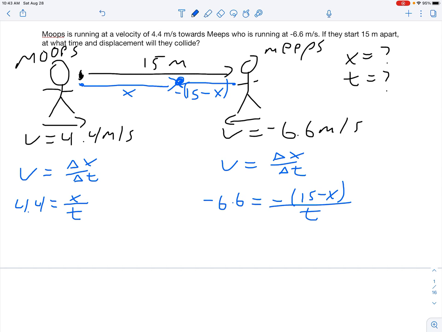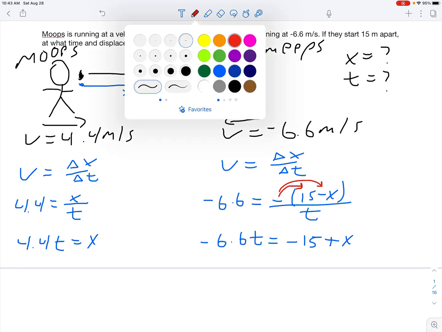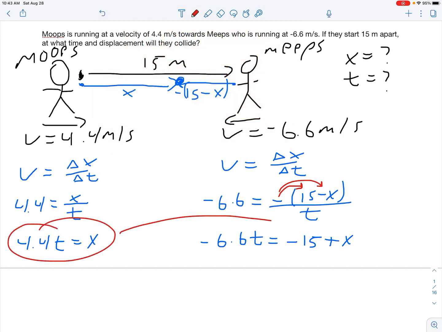Okay, so from here, I'm going to cross multiply. So I get 4.4t equals x. And on this side, I get negative 6.6t equals minus 15 plus x. It is a plus x because I am distributing that negative: negative 15, and then negative times negative x is plus x. From here, I am going to substitute this value of x, and I would get negative 6.6t equals minus 15 plus 4.4t.